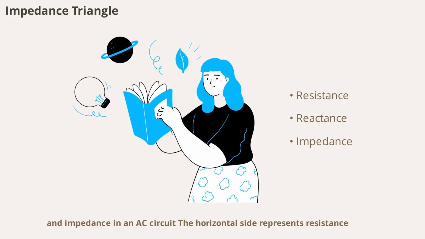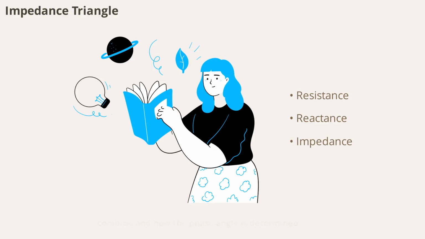The impedance triangle is a graphical representation that shows the relationship between resistance, reactance, and impedance in an AC circuit. The horizontal side represents resistance, the vertical side represents reactance, and the hypotenuse represents impedance. This triangle helps visualize how these quantities combine and how the phase angle is determined. Understanding the impedance triangle is useful for solving AC circuit problems and for designing balanced systems.